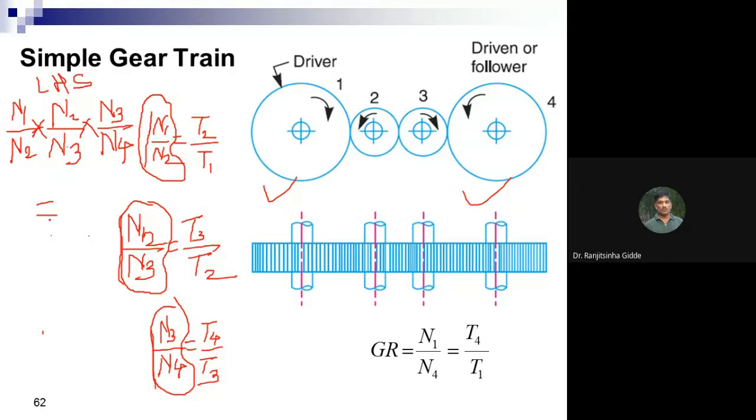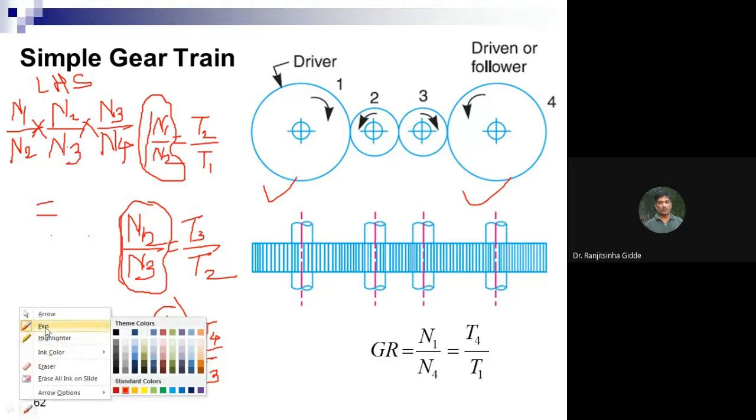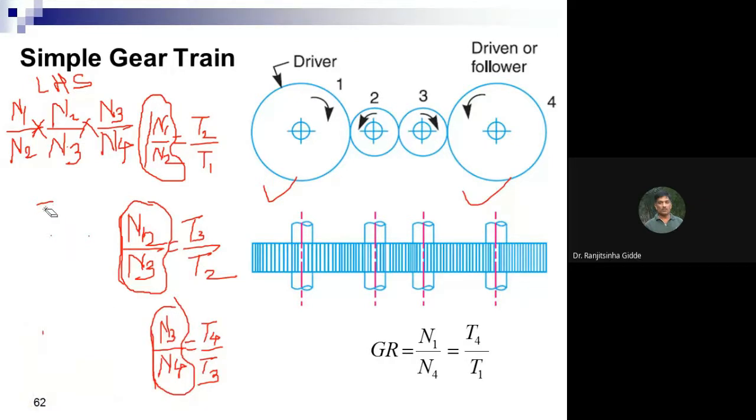How we can write for the RHS? So before that, I will create some space. So is equal to, so this we can take here T2 upon T1 into T3 upon T2 into T4 upon T3.